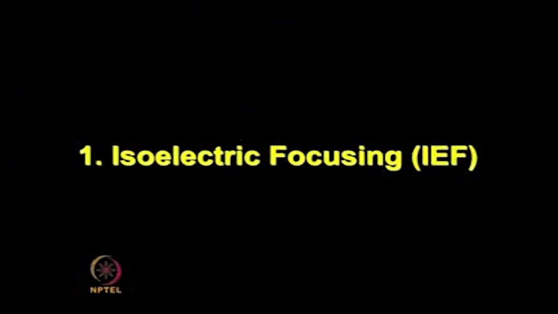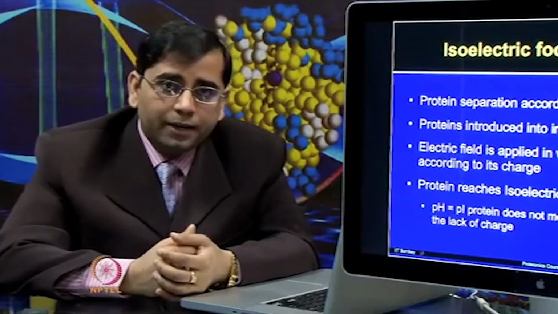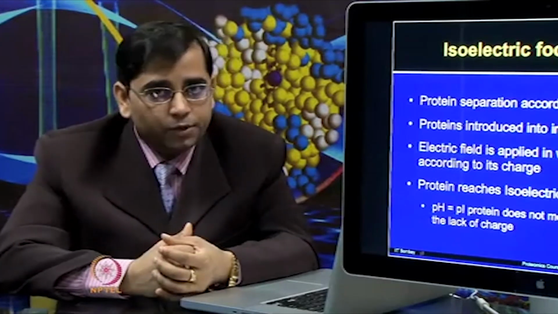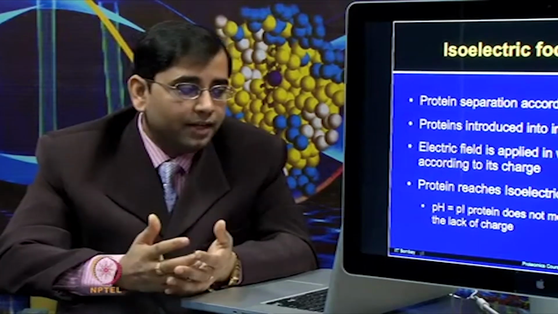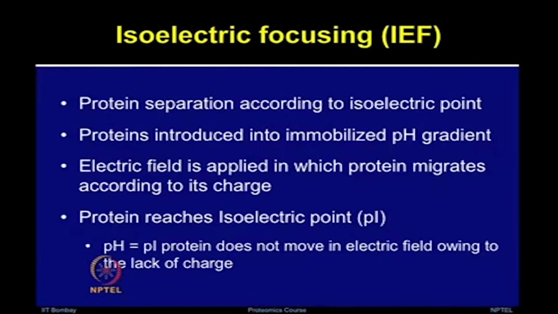So, let us talk about the first point, isoelectric focusing or IEF. In the IEF process, proteins are separated according to the isoelectric point. You can take the immobilized pH gradient strip and apply the protein solution on the IPG strip so that protein is absorbed on the strip, and then after applying the electric field, the proteins will migrate according to their charge.